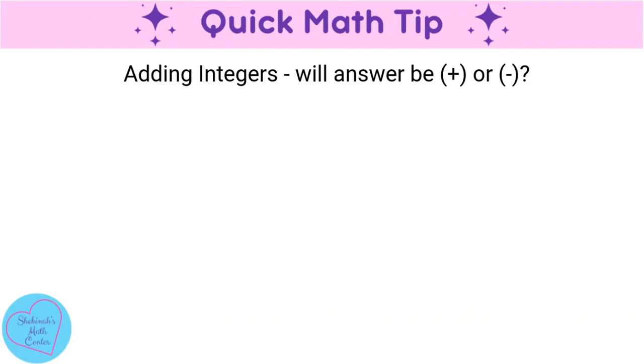We are going to look at some addition problems with integers and quickly tell if the answer will be positive or negative. If we have a -5 and we add 4, let's use chips first and model the first integer, which is a -5. Then right underneath, we will stack a +4.